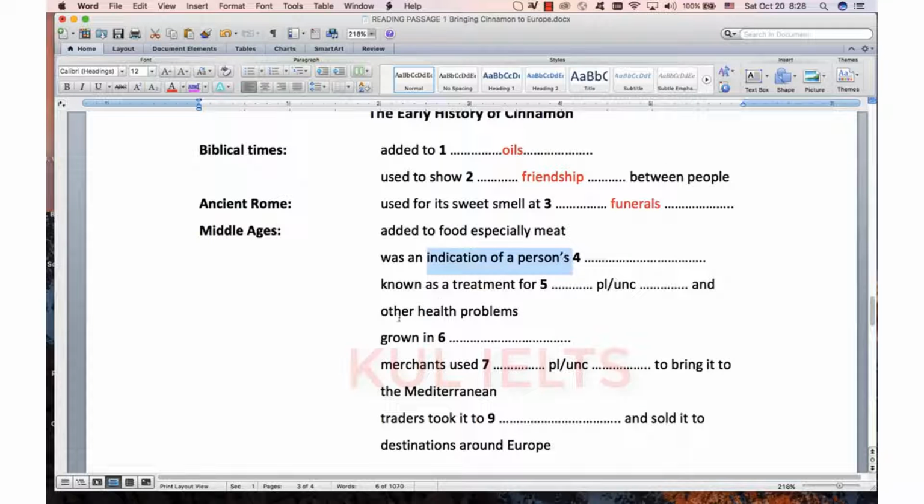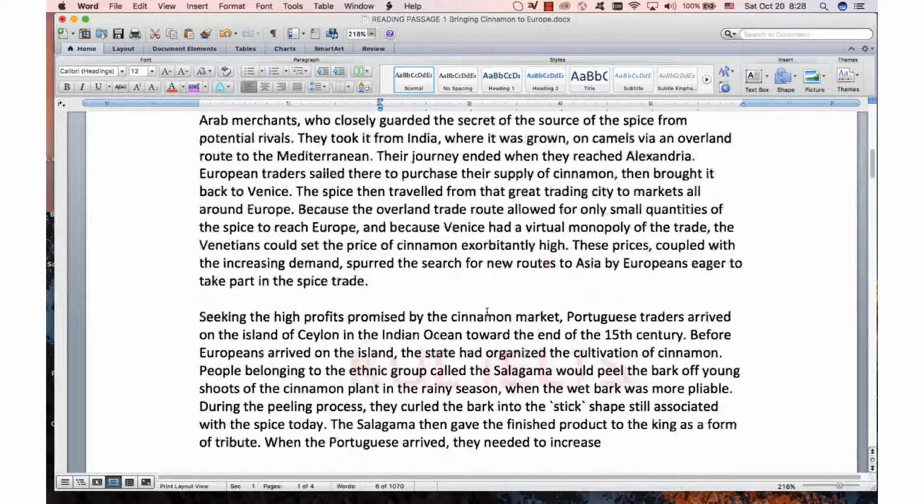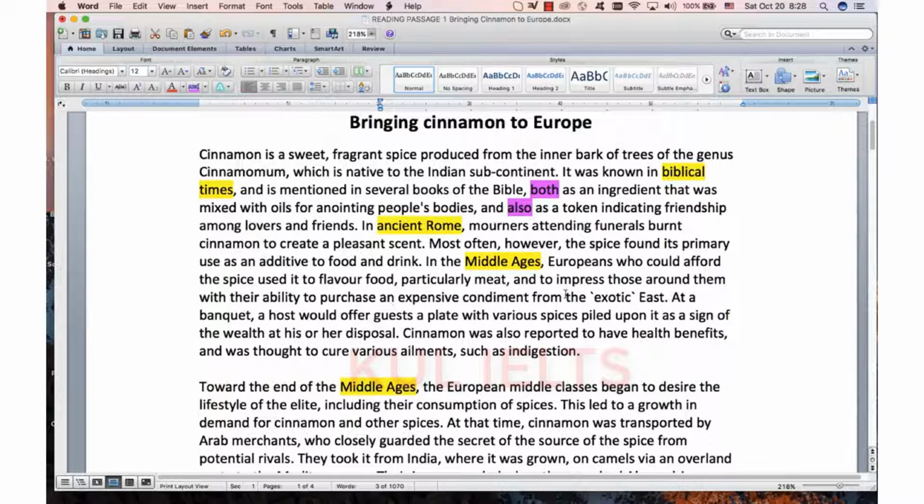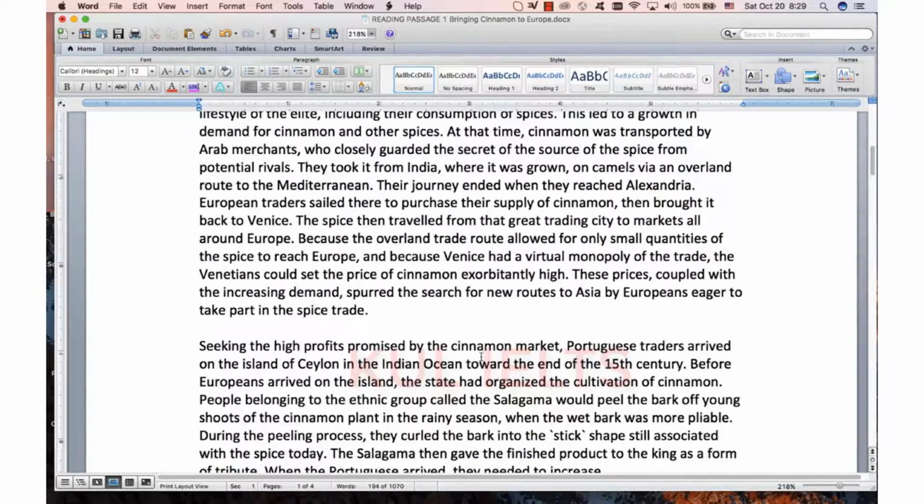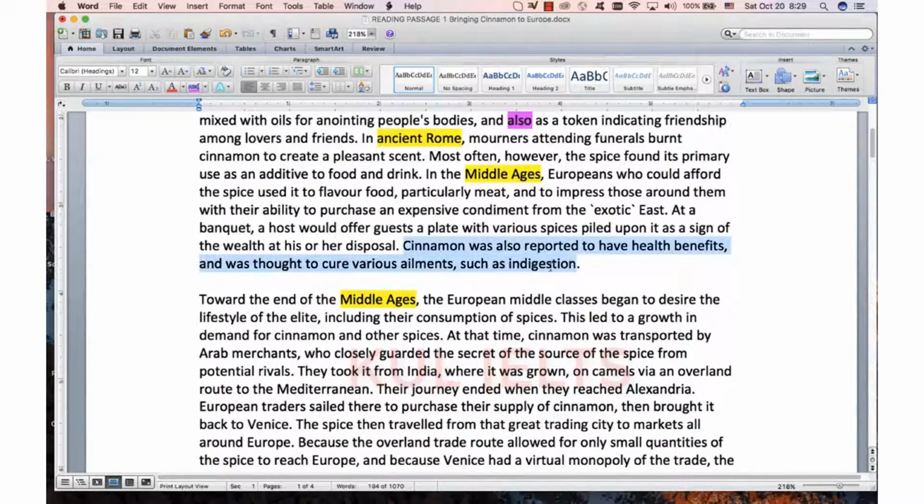Indication of a person's something, and health problems. Indication, I can see it, I'm going to leave it. See if you can see the synonym for the word indication. I don't know if you can, but there's health benefits, and it was thought to cure various ailments such as indigestion. Ailments means health problems. So let's take a look at that one, because that's just this one sentence over here.